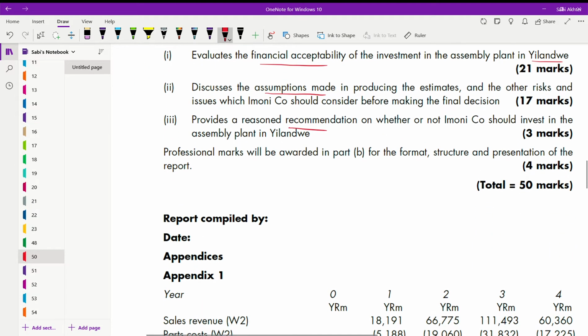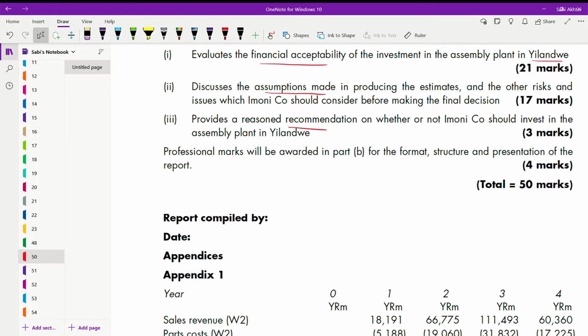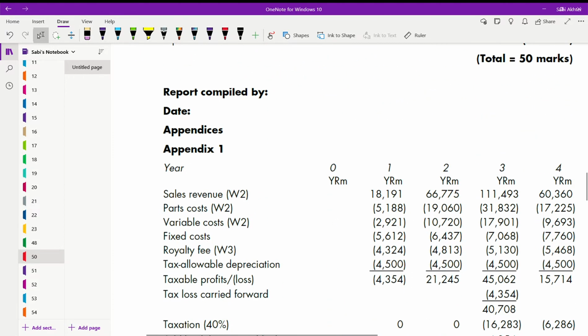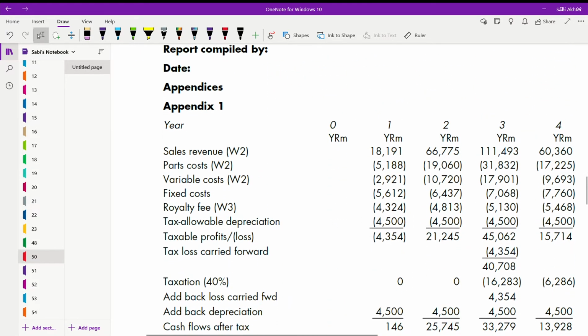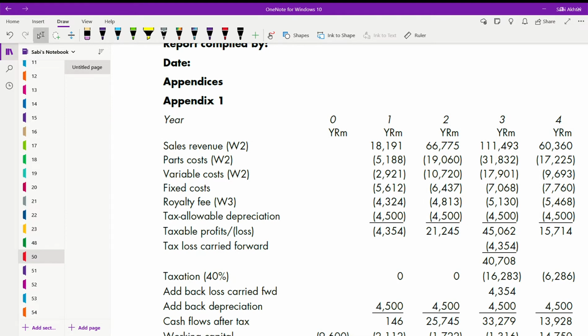Make sure that you follow the report in the format. I didn't include the report here, but the appendix part, yes, I did, because I just want to show you the calculations. I can quickly go through, because all these are similar to before. You start with sales revenue, working is there, then part cost, then deduct variable cost, then fixed cost, then royalty fee. Royalty fee is another one, right? For this also a separate working is there.